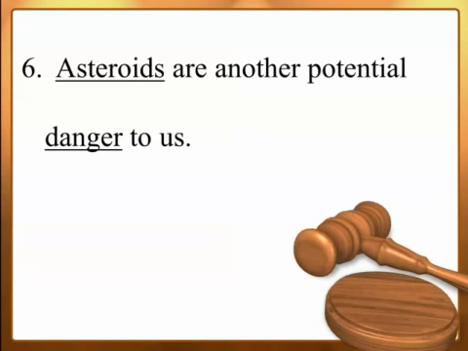Number 6, asteroids are another potential danger to us. You can get rid of to us, prepositional phrase. Are, linking verb. Who or what are? Asteroids, subject. Asteroids are what? Danger, predicate noun. It's a predicate noun because it follows a linking verb and not an action verb.